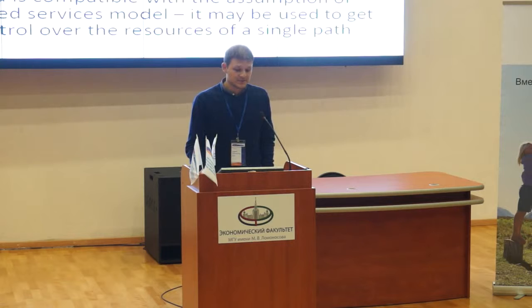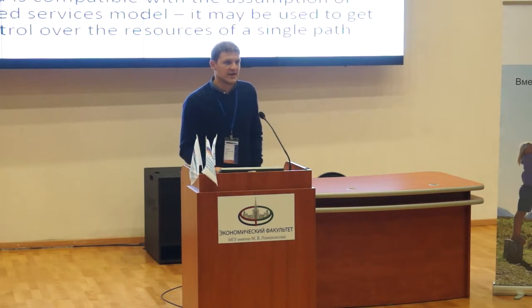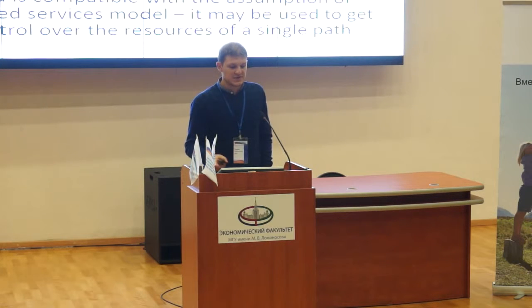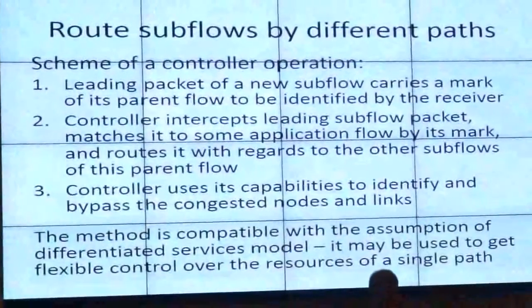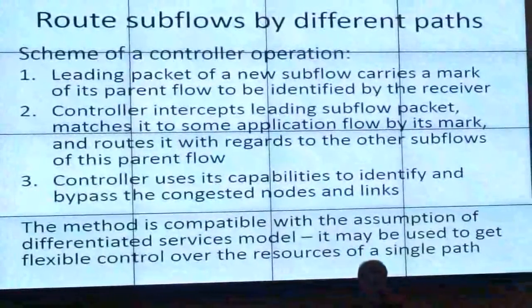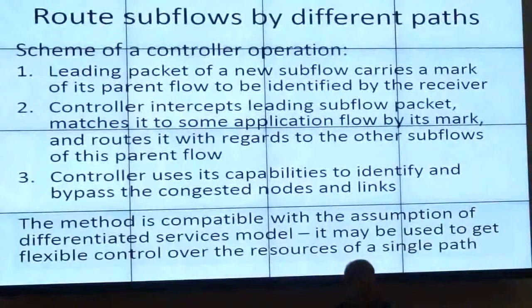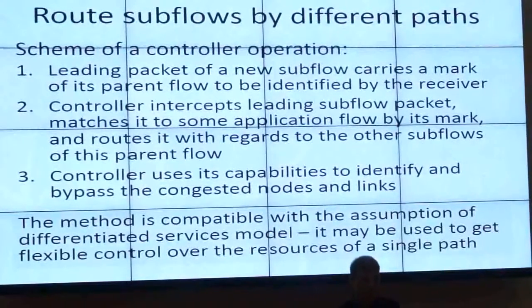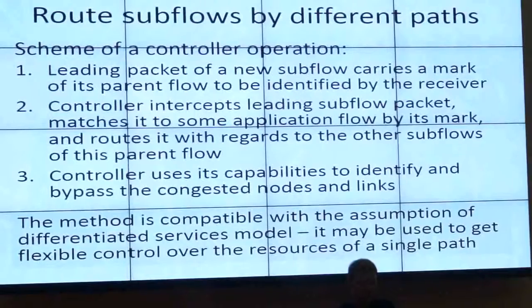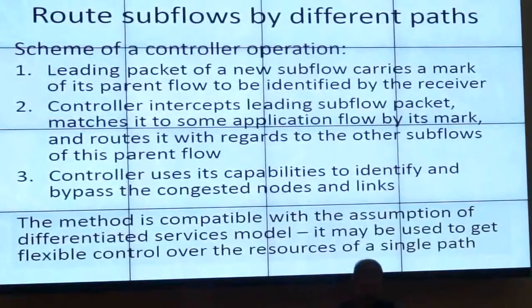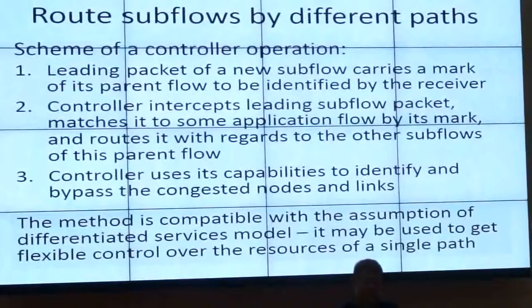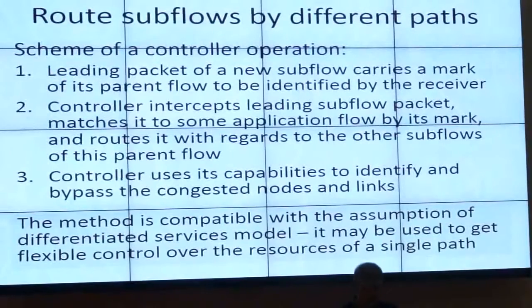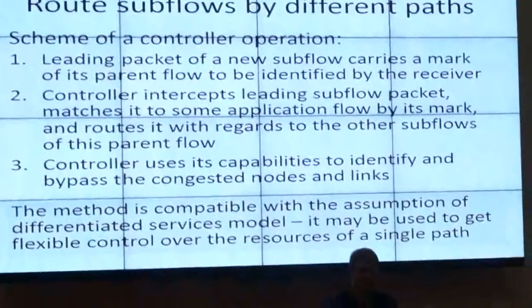What about a different path? Actually, we can implement this idea with any modern controller. We suppose that each subflow carries some mark of a parent flow inside of its leading packet. It could be protocol options, or actually it could be a part of a packet body. Next, the controller intercepts the leading packet of a subflow and matches the mark of this packet with some of the known flows, and takes this information while constructing a route for this subflow. And actually, the controller can monitor the state of the network and identify congestion points, congested network elements, and bypass them.